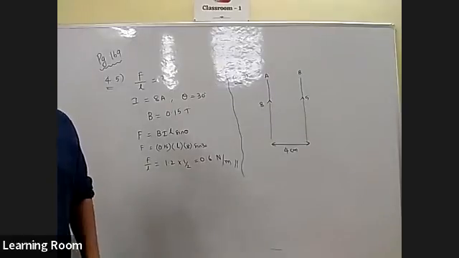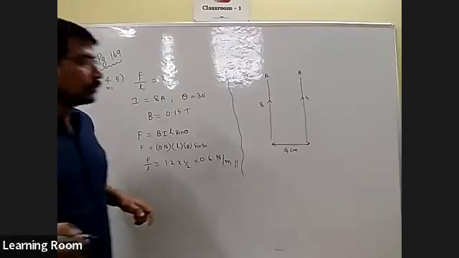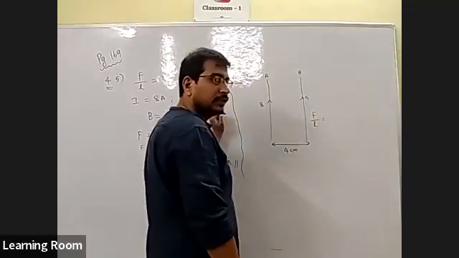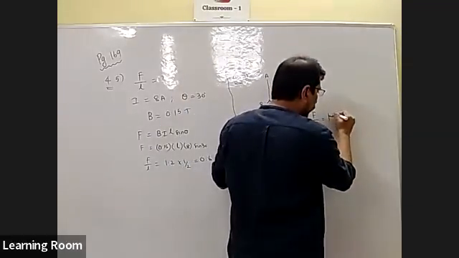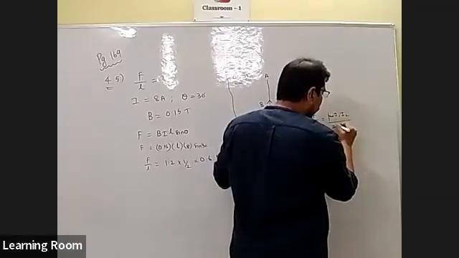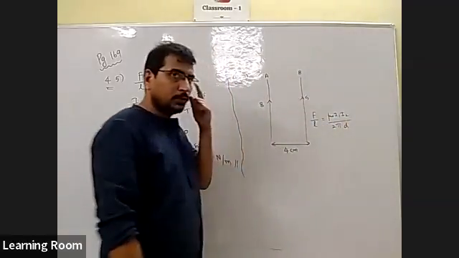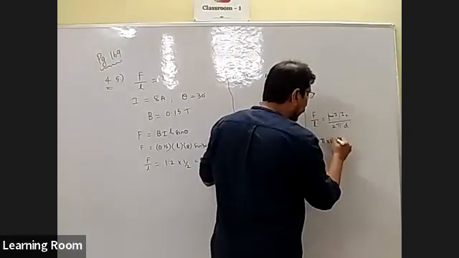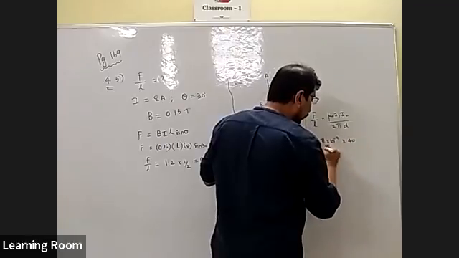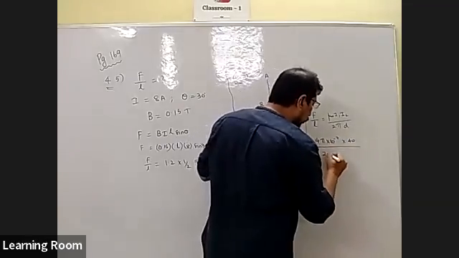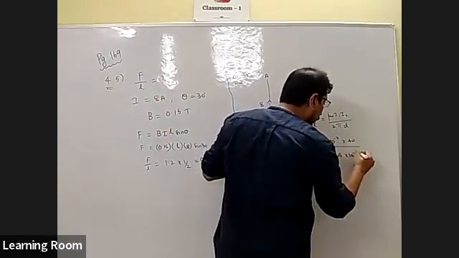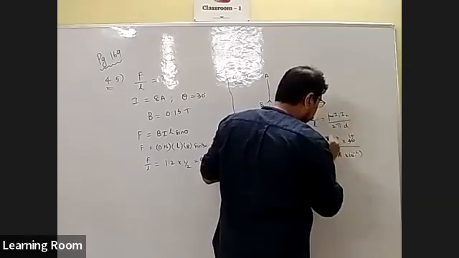So how to solve this? What is the formula for force per unit length? F by L is mu naught I1 I2 divided by 2 pi into the distance of separation. Mu naught is 4 pi into 10 power minus 7, into I1 into I2 which is 40, divided by 2 pi into the distance of separation, 4 into 10 power minus 2. So this will go 10 times, this will go 2 times.